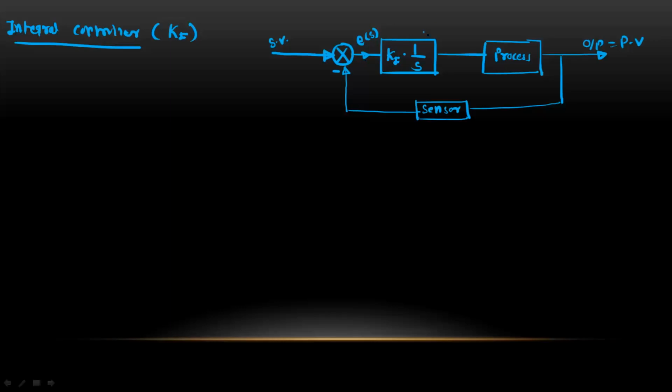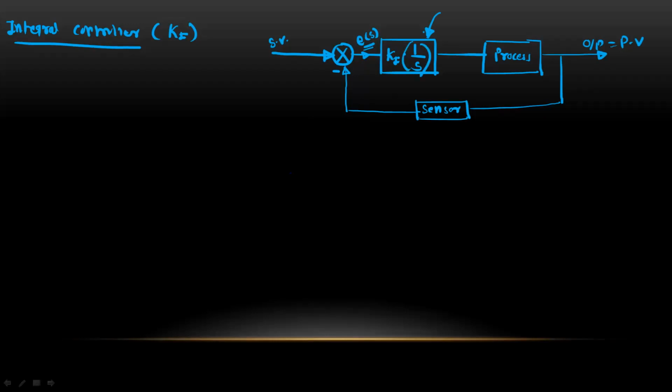So here Ki upon s is nothing but the integral controller. The use of the integral controller is that it will integrate the error signal. Basically it works on integration. So here we have the error signal as E of s, that is in the s domain. It is multiplied with Ki into 1 upon s. So 1 upon s represents the integration in the s domain.